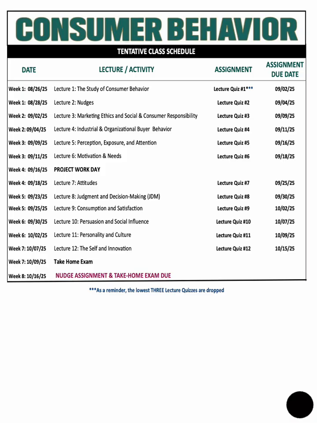We do have a project work day. I believe that's at the beginning of week 4, so about halfway throughout the semester. Please keep that in mind for your planning purposes.